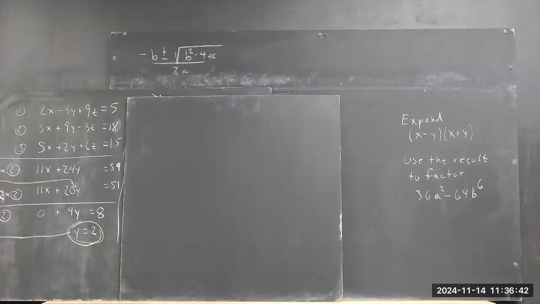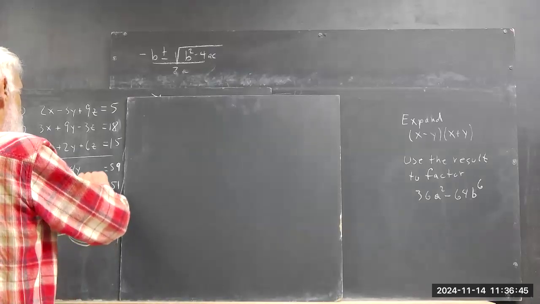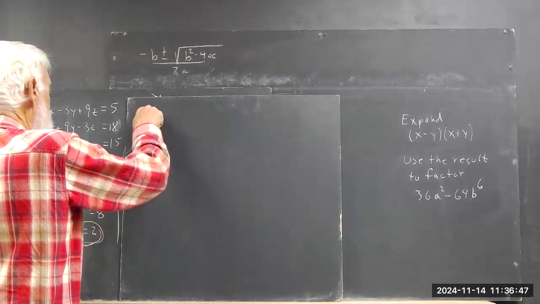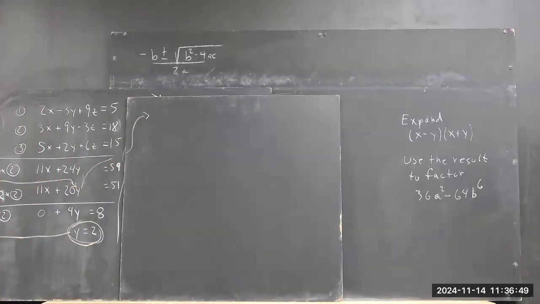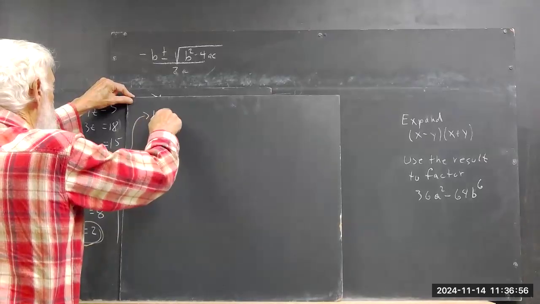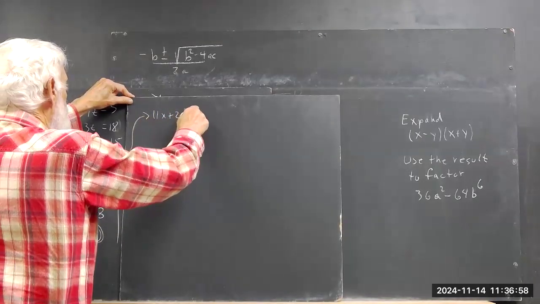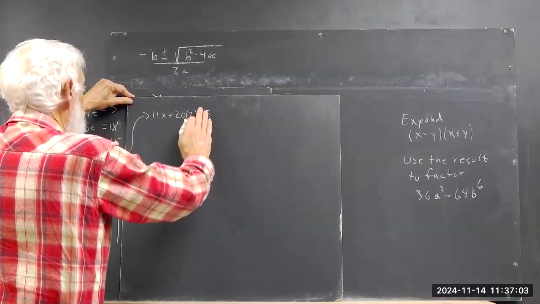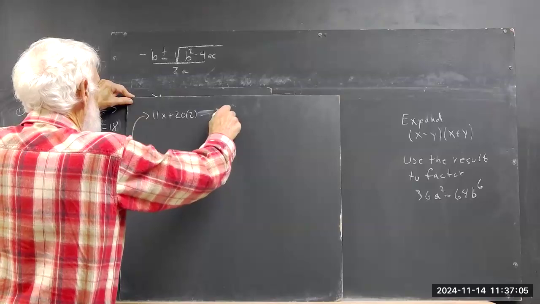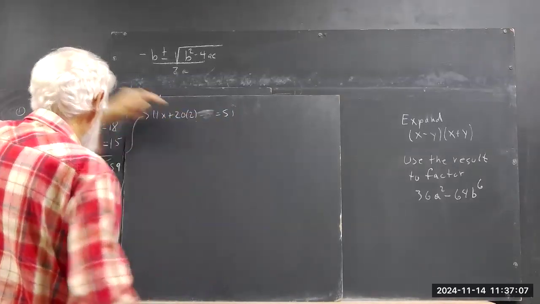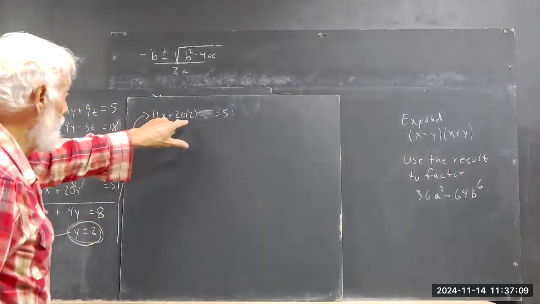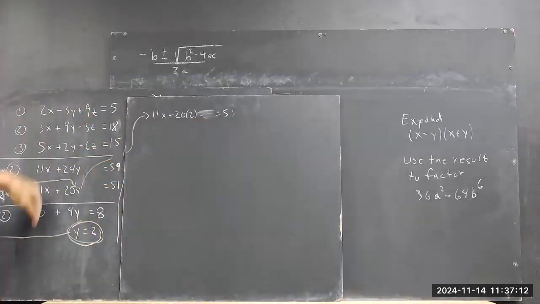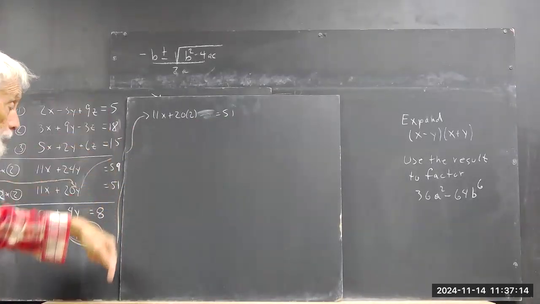Okay, so we get that, and we bring that over to here. Okay, so we're going to get 11x plus 20 times 2 equals 51. And actually, for the idea of keeping things aligned, if I wrote this directly below this, hopefully this and this and this would align with this column and this column.